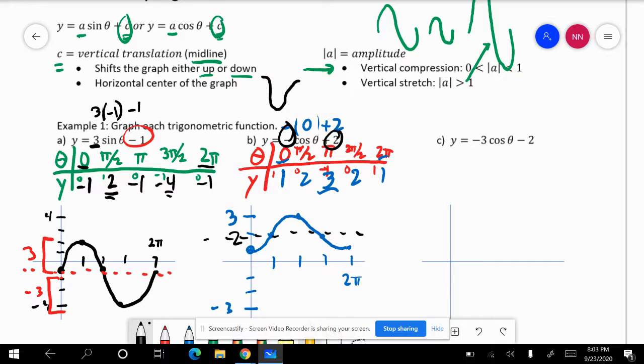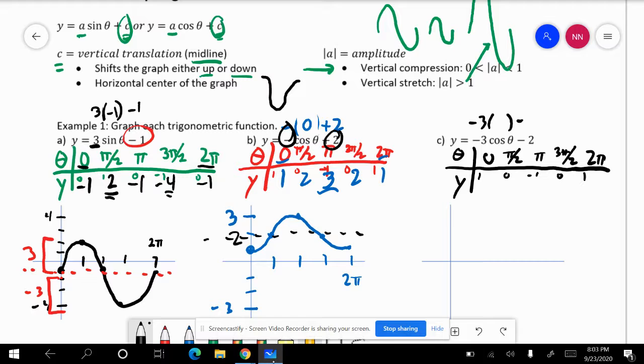Let's look at the last one. Once again, we're going to make our table. We have our normal 0, pi halves, pi, 3 pi over 2, and 2 pi. We have our cosine values memorized: 1, 0, -1, 0, and 1. We're going to plug those values in. Now remember, we're plugging them in for the cosine of theta. So when we plug the 0 into cosine, we get 1. -3 times 1 is -3, minus 2 is -5.